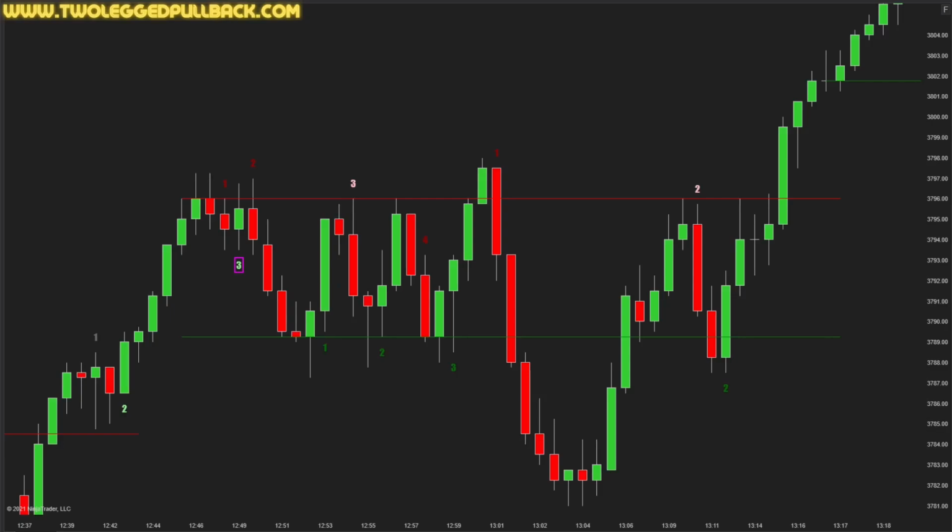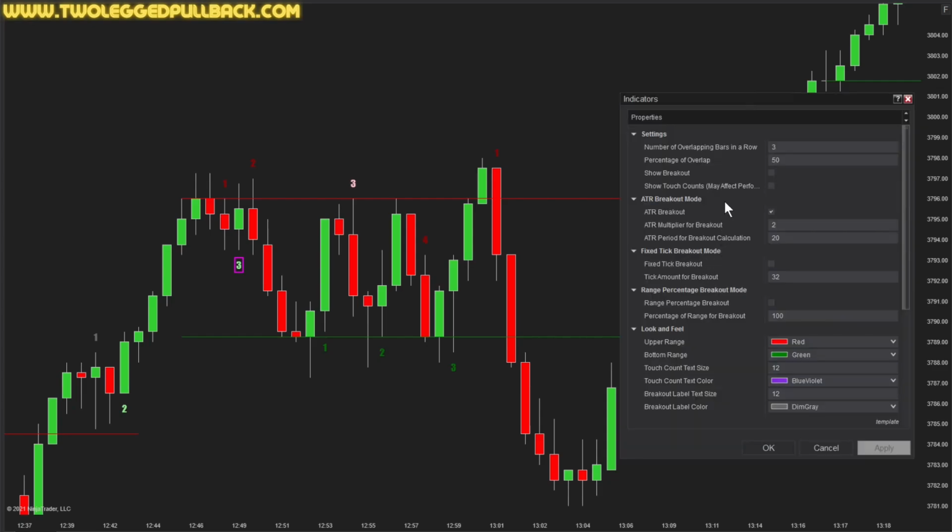In this video, we'll be going over the configurations and settings of the trading range indicator by two-legged pullback. The first setting of the trading range indicator is the number of overlapping bars in a row. The default is set to 3. This tells the indicator that once there are 3 overlapping bars in a row to begin a trading range.